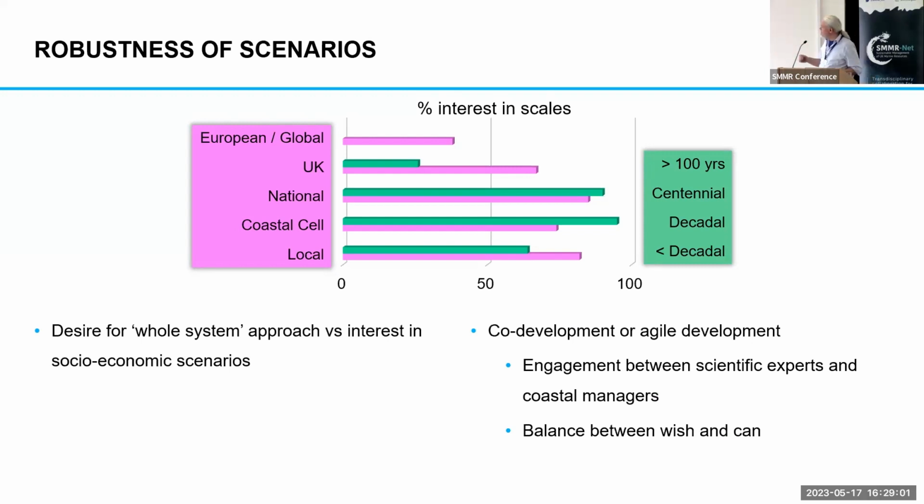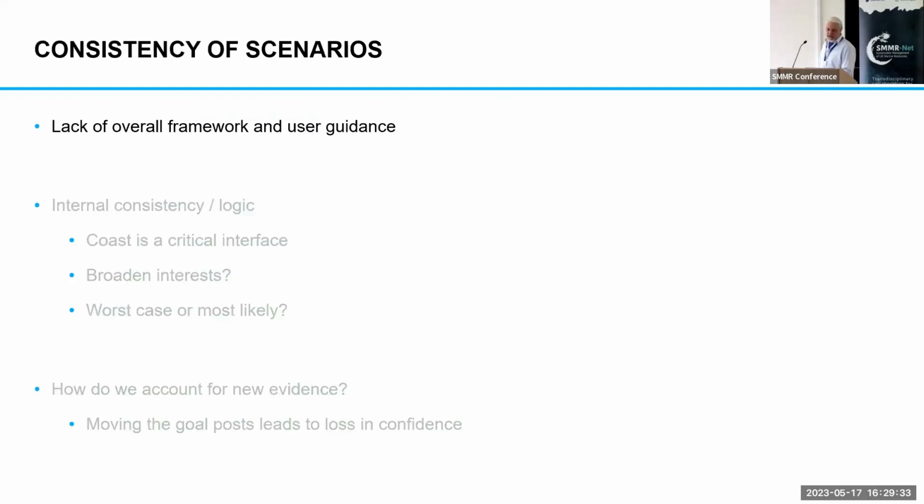But one of the really important things that came through the entire workshop was the importance of co-development, or even agile development, in a process that people told us they thought had to be expert-led, but with a very strong engagement between scientific experts and coastal managers, so that we can achieve a good balance between what managers wish we could do and what we can actually do. And that moves me on to the second aspect, which is about the consistency of the scenarios.